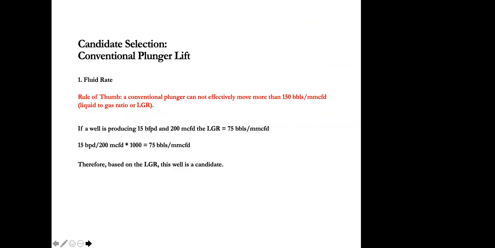Next slide, Tawny. Okay, so when we're looking at that liquid to gas ratio, I've laid out an example here. If a well is producing 15 barrels of fluid and 200 MCF a day, the LGR is 75 barrels per million, which would be less than that 150 requirement. So this candidate would fall into a conventional plunger candidate based on a liquid to gas ratio.